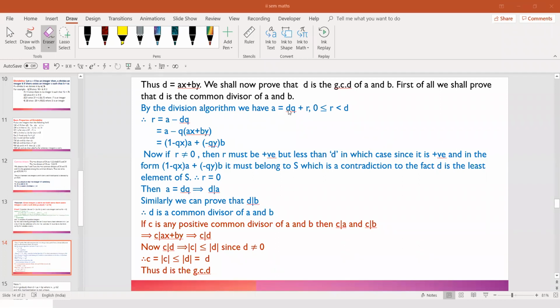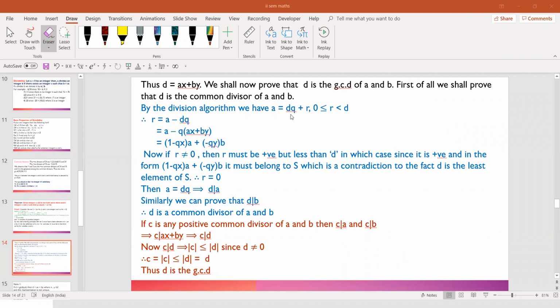Similarly, I have to show that D divides B. What to do? I have proved that D divides A. I have to show that D also divides B. I applied the division algorithm in order to prove D divides A, for A and D. Now what to do to prove D divides B? Which logic do I have to follow? By logic only we are proving these results. Anybody would like to answer, you can answer.